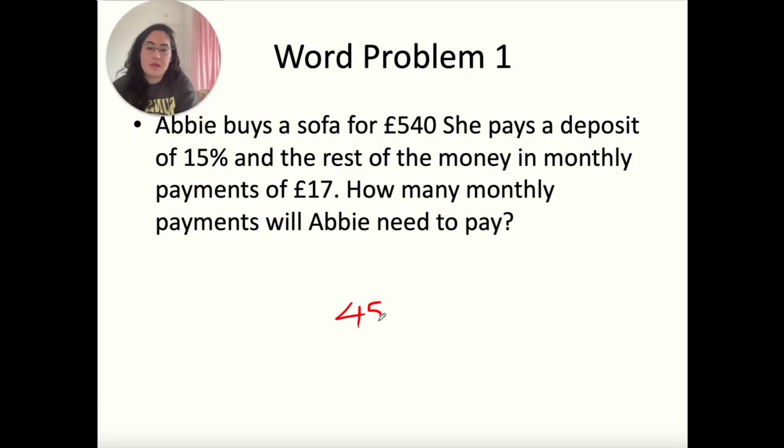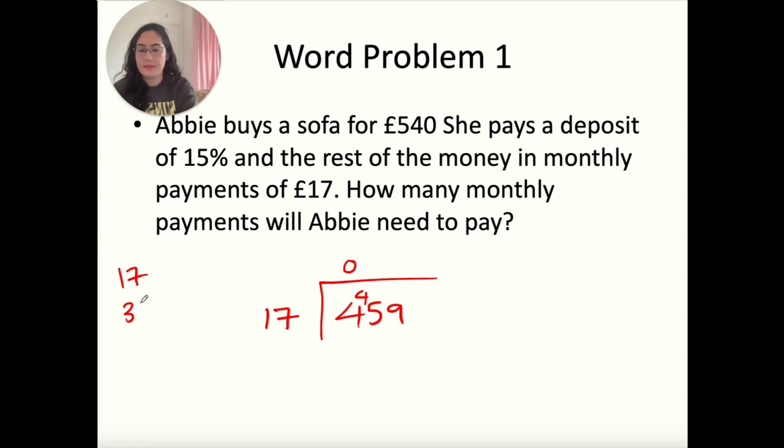So there's £459 left to pay, and if she's paying £17 a month, we're going to divide that by 17. 17 goes into 4 0 times, we carry the 4 over, so 17 into 45. If you write down the 17 times table, 17 times 1 is 17, times 2 is 34, times 3 is 51, so 17 goes into 45 twice. We have a remainder of 11, which we carry over. So we're looking at how many times 17 goes into 111.